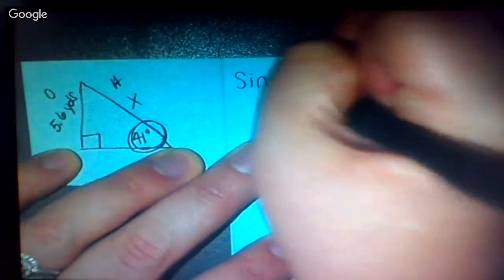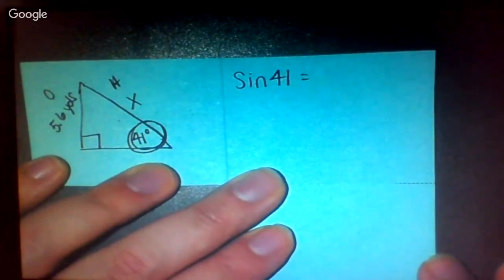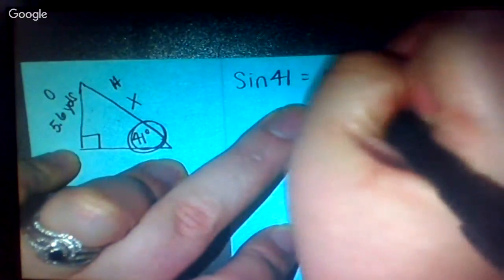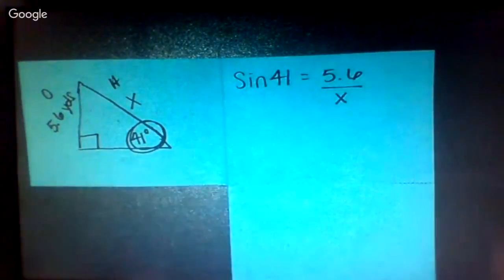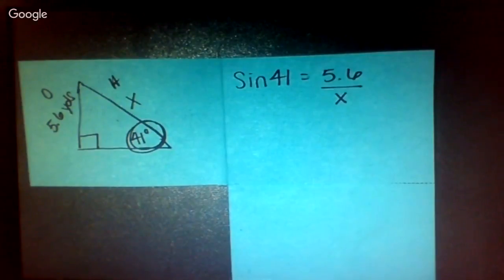So the way we set this up, we're going to be able to find how long your hypotenuse is. And the way we do this is we do the sine, because we have opposite and hypotenuse. That tells me sine. The sine of my angle, which is 41 degrees, equals, and you said it was OH, which means your O goes on top, so 5.6, and my H goes on the bottom, so X.